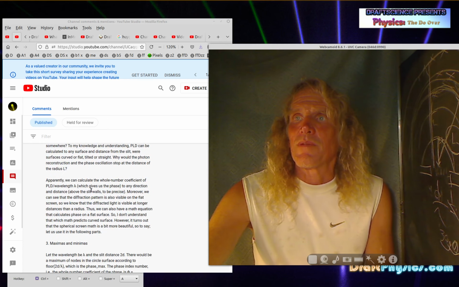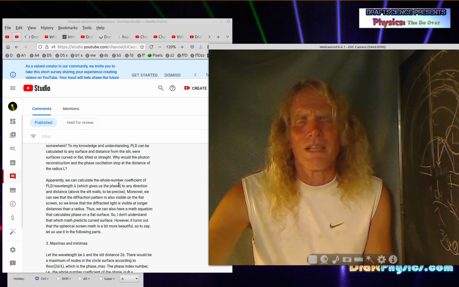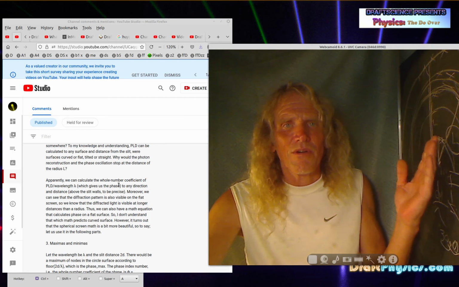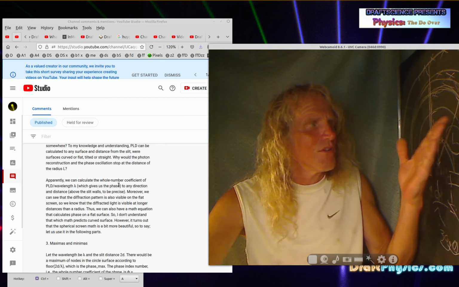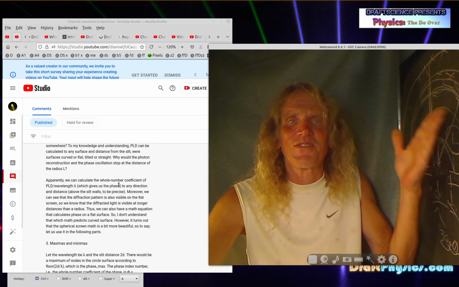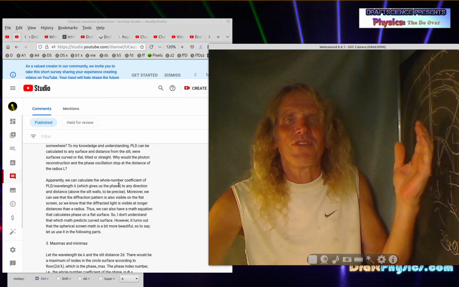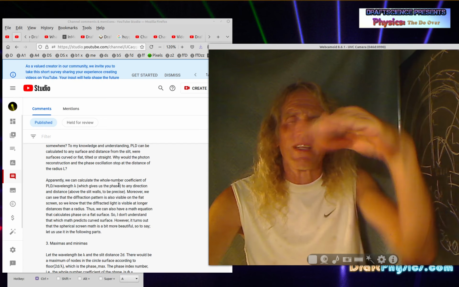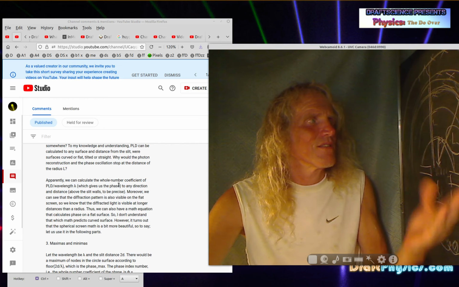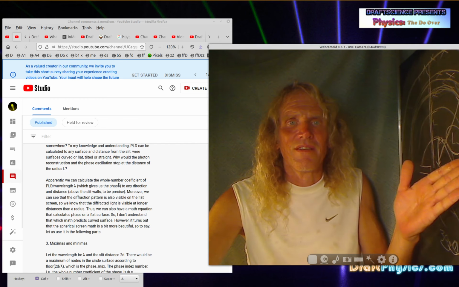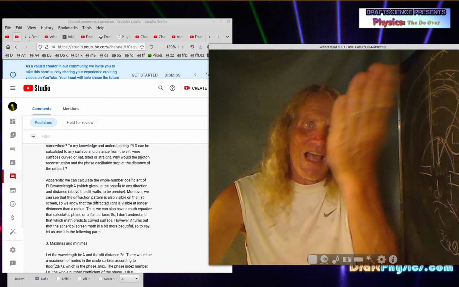"All right, apparently we can calculate the whole number." Again, you wouldn't know which way the node was going, right? The fact is the node is on a curved space, so you're not going to have the node configured in the right orientation unless you recognize the node is curved. The node isn't a flat screen.